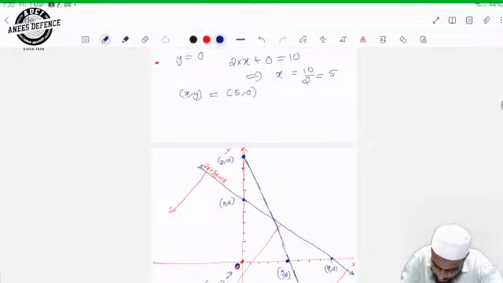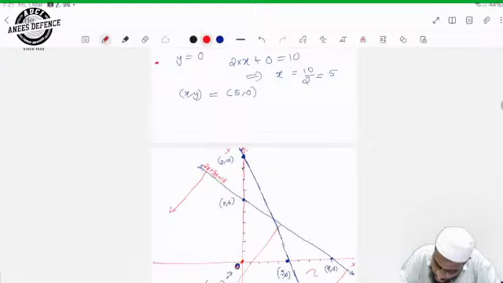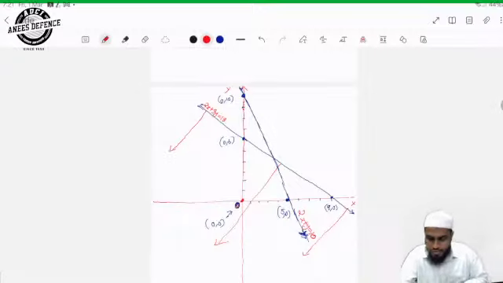So this is our line 2. This is our line. So this line can be represented as 2x plus y equal to 10. The equation of this line is 2x plus y equal to 10. So that is the equation of that line.